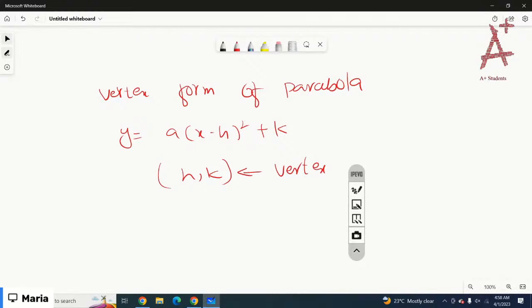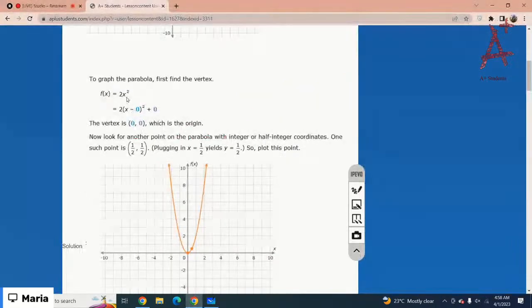So what you have to do, just look at the equation y equals x square. Write the equation in the form like a times x minus h square plus k. So that means here in this case the vertex is 0, 0. Got it? So now look for another point in the parabola with integer or half integer coordinates. One such point is 1 over 2, 1 over 2. Got it? So you have to look for another point that would be half and half.